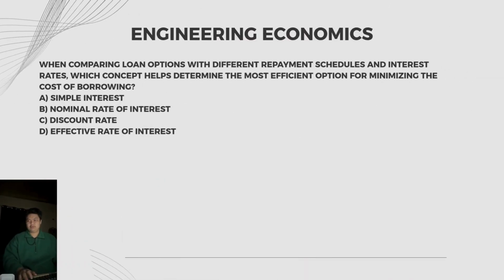When comparing loan options with different repayment schedules and interest rates, which concept helps determine the most efficient option for minimizing the cost of borrowing? A. Simple interest. B. Nominal rate of interest. C. Discount rate. Or D. Effective rate of interest. The answer will be letter D. Effective rate of interest.